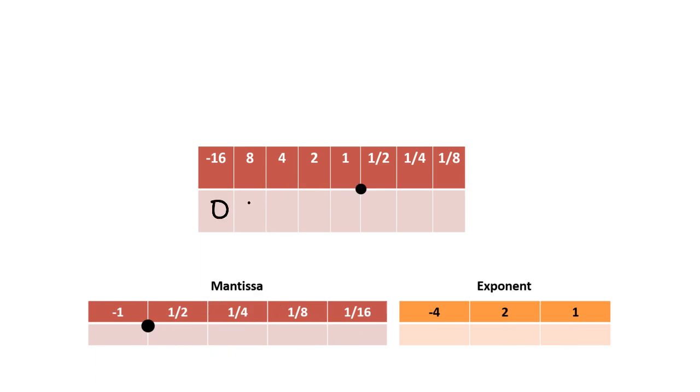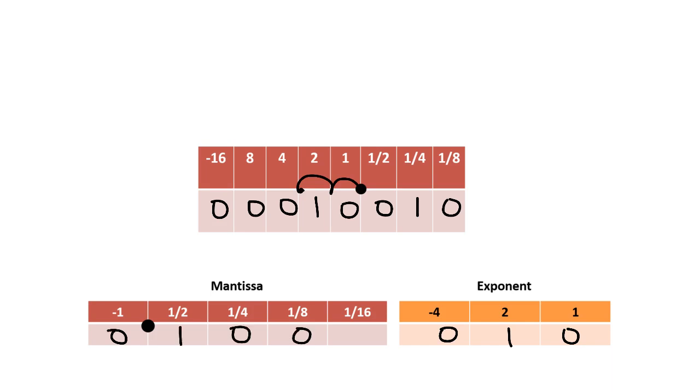So that's 0, 0, 0, 1, 0, 0, 1, 0. So this is 2 1/4. But it's not normalised. We need to move our binary point to here. So the number starts 0, 1. So we're going to store 2 in our exponent. And then we're going to store our number in the mantissa: 0, 1, 0, 0, 1.